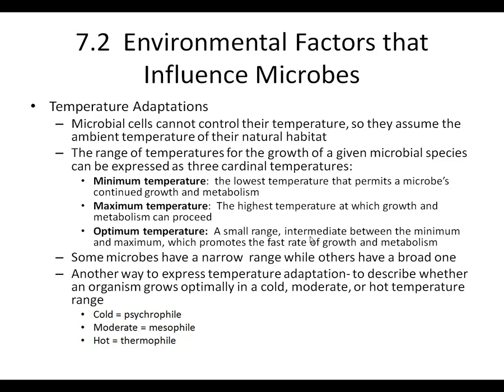You have a number of ranges of temperatures for the growth of microorganisms, and they can be expressed in what are called the three cardinal temperatures. You have the minimum temperature, the maximum temperature, and the optimum temperature. The minimum temperature is the lowest temperature at which a microbe can continue to grow and go through metabolism. Maximum is the highest temperature at which growth and metabolism can continue, and optimum is the temperature that promotes the greatest growth and most efficient metabolism of the organisms.